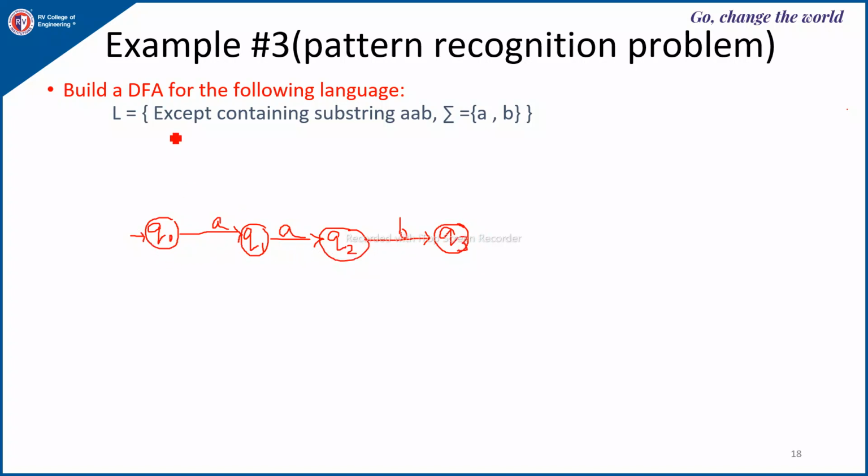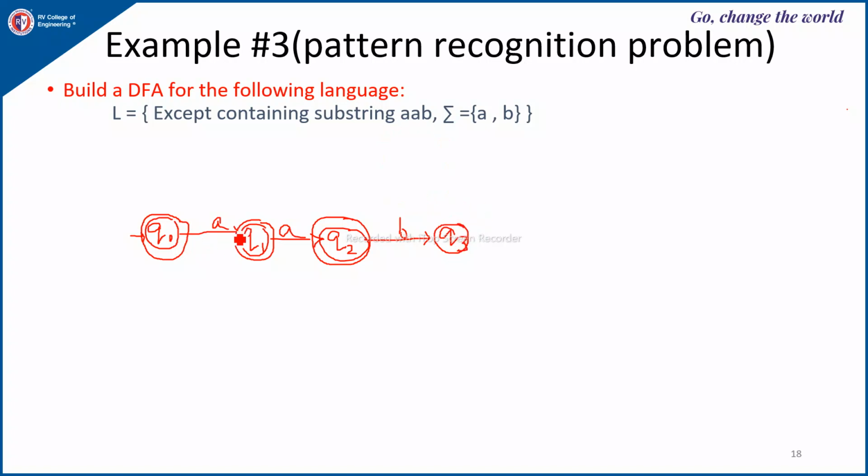But since I want the machine for not containing AAB, this final state becomes non-final and the non-final states become final. So these will be final states and Q3 will not be a final state. Now the remaining transitions should be completed. If it starts with AAB, it will be accepted in the original, but here it should be rejected.